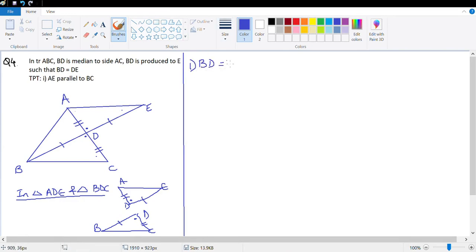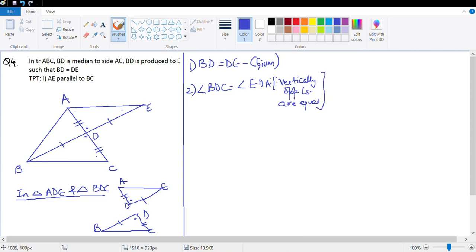Number 1, BD is equal to DE, given. Number 2, angle BDC is equal to angle EDA, vertically opposite angles are equal. So vertically opposite angles are equal. I've got this point now. Let's look at the third one. AD is equal to BC. Why? Since BD is median, which means median divides the opposite sides into two equal parts.